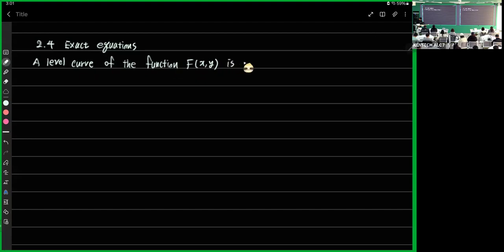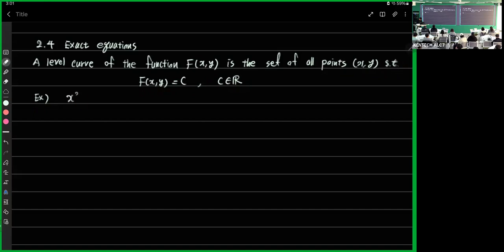Specifically, this is the set of all points x comma y such that f of x comma y is equal to c, for some constant c, where c is a real number. An example is x squared plus y squared equals 1.